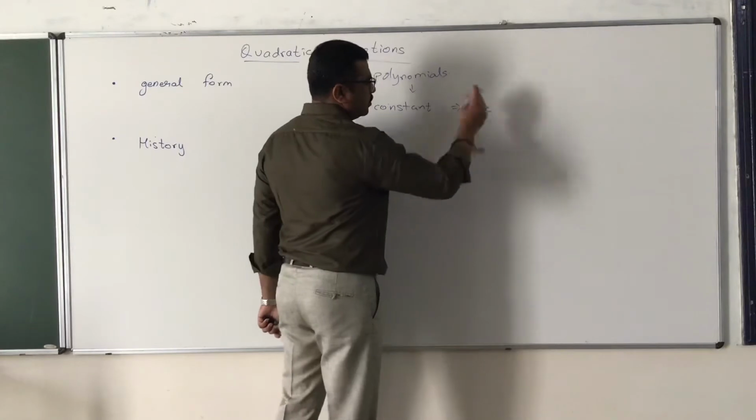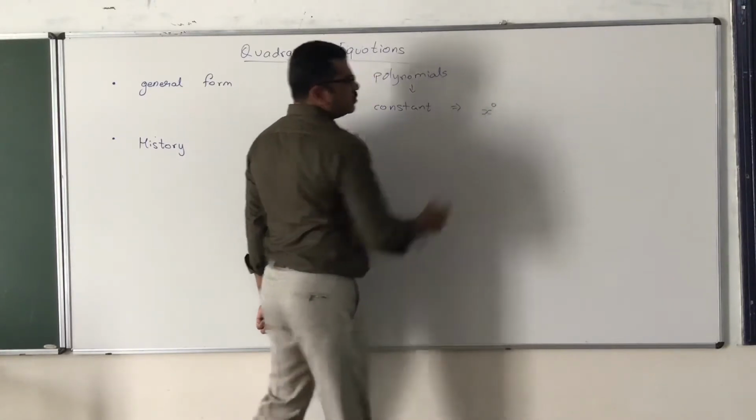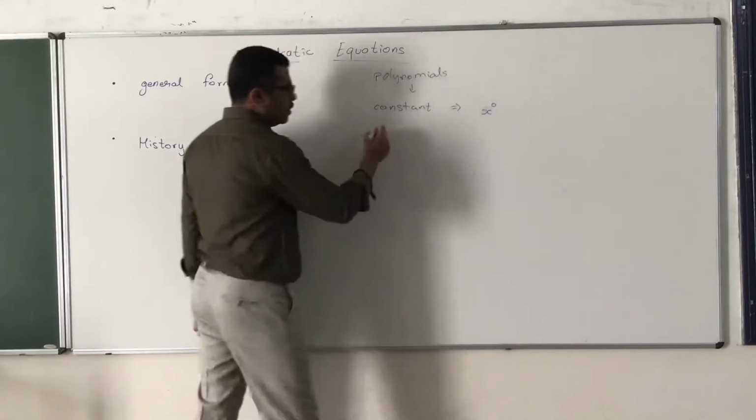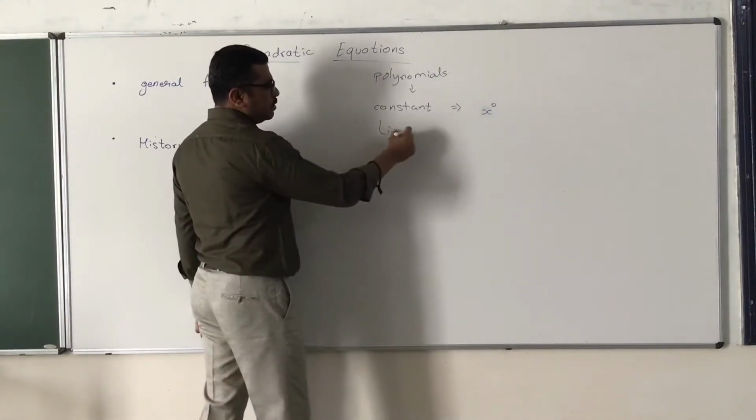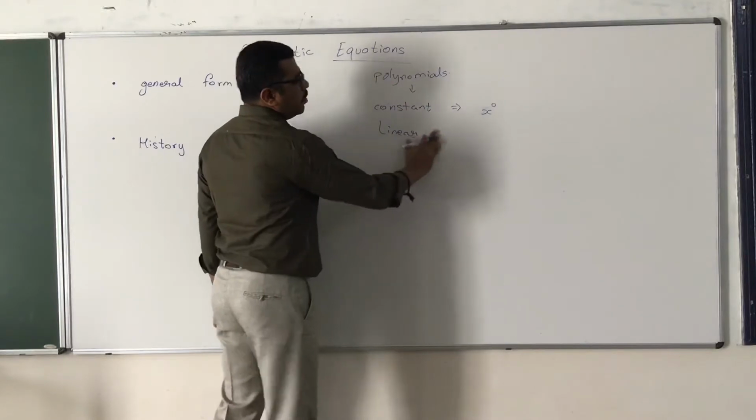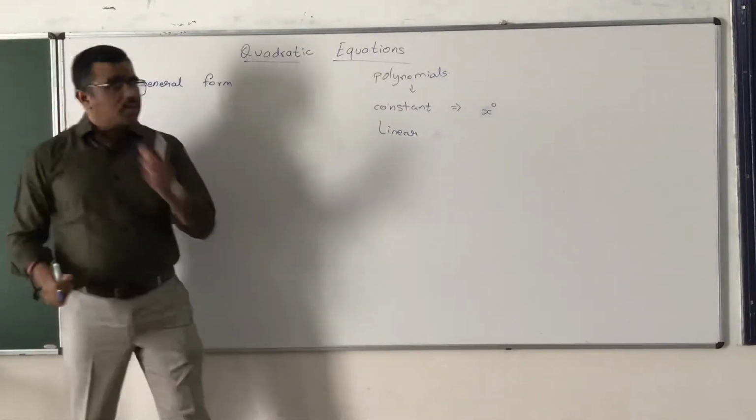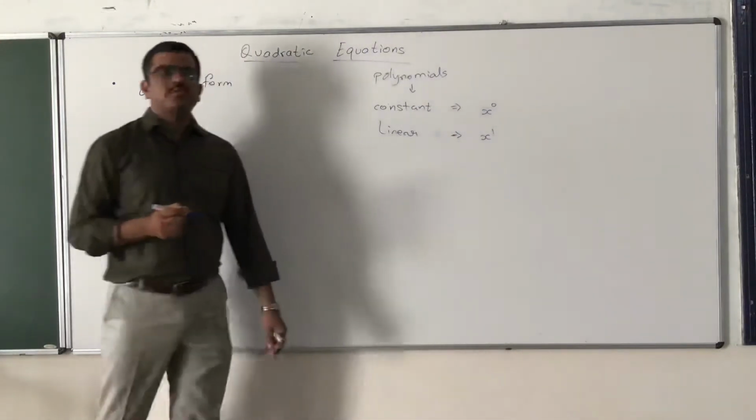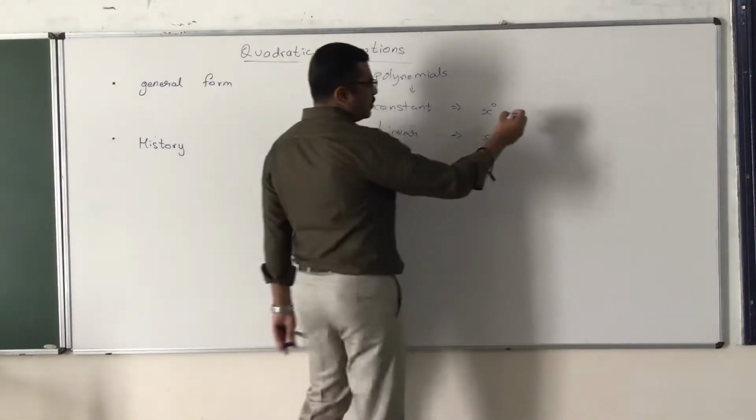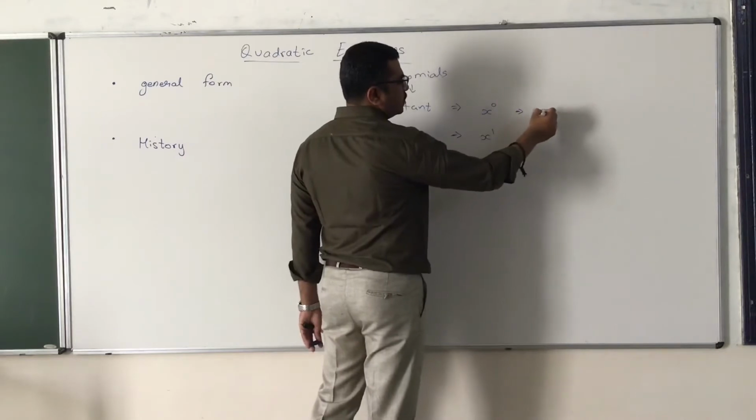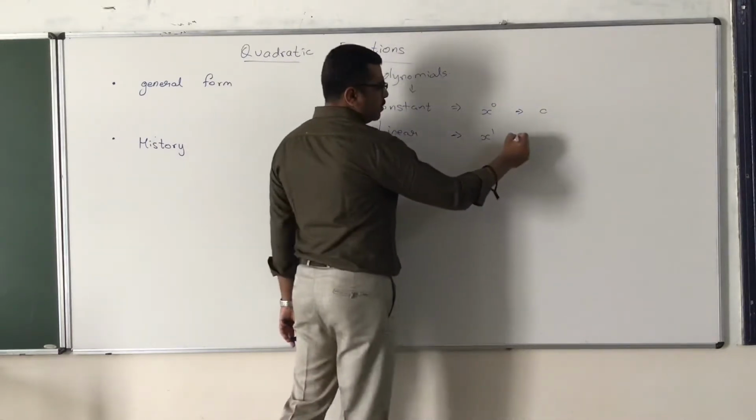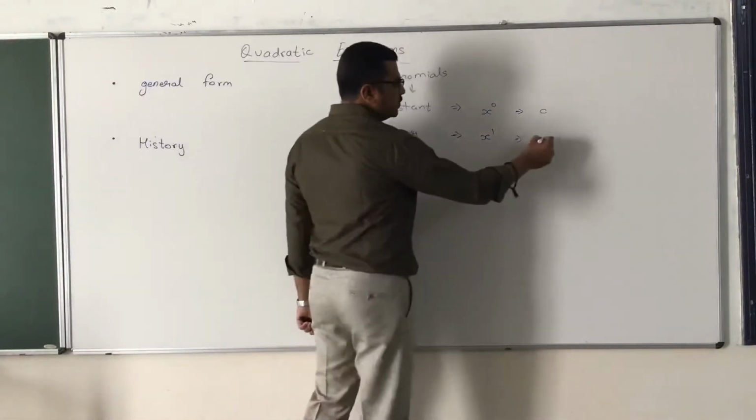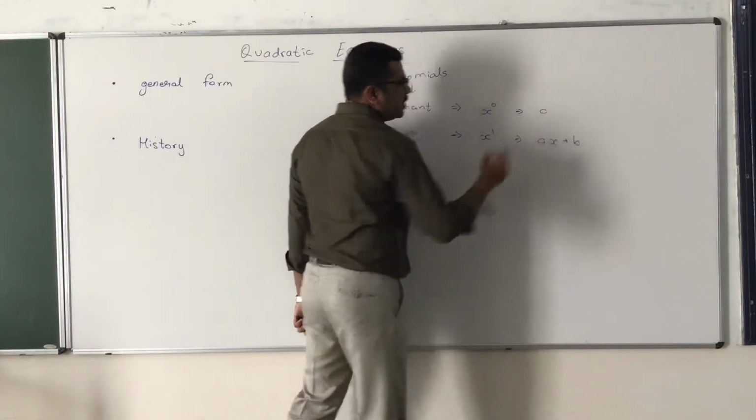It has a variable raised to 0. Then comes the linear polynomial. Linear means the power of the variable, the degree of the variable, is 1. The general form of a constant polynomial is a number c, and the general form of a linear polynomial is ax plus b.